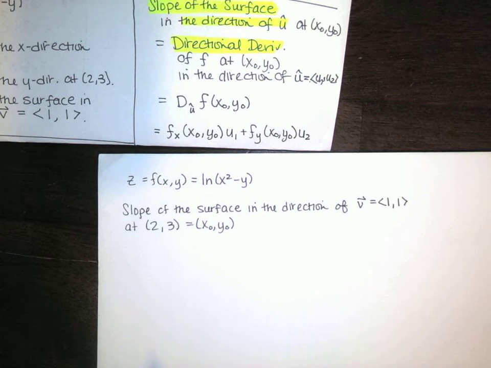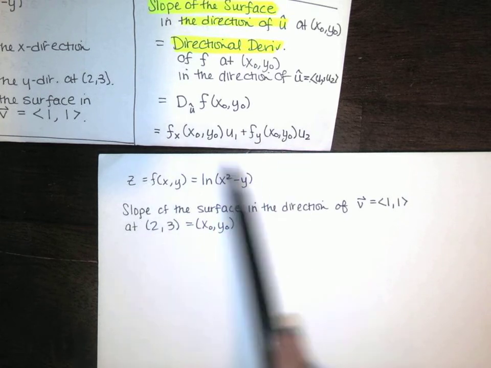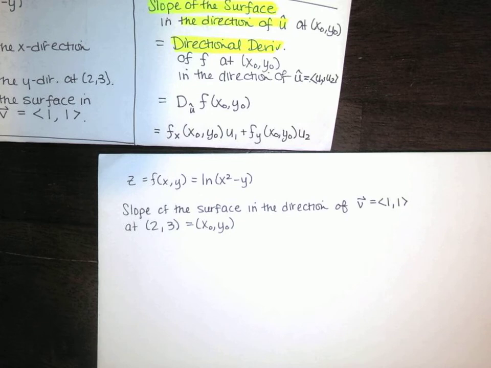If you're looking for slope in the x direction, the directional derivative happens to be just the partial of f with respect to x. If you're looking for slope in the y direction, the directional derivative happens to be the partial of f with respect to y. If you're looking for slope in a different direction, your slope is given by that formula.